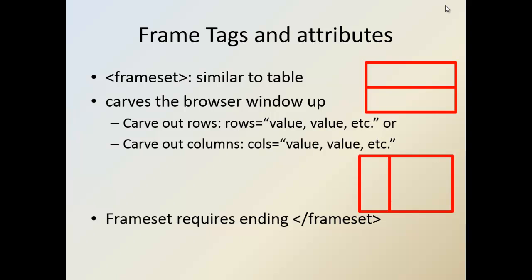We need to understand 2 tags and some attributes to build a framed page. The first tag is frameset, which is similar to a table. Frameset carves the browser window up. It can carve it into rows. It can carve it into columns. We'll talk about how to specify the number of rows or columns and how to enter the values in a moment. Frameset requires an ending frameset tag.